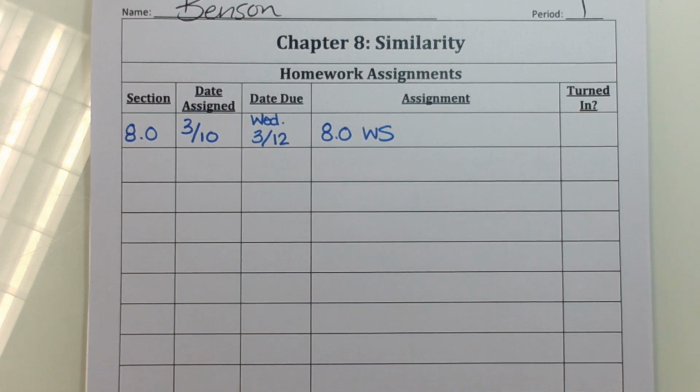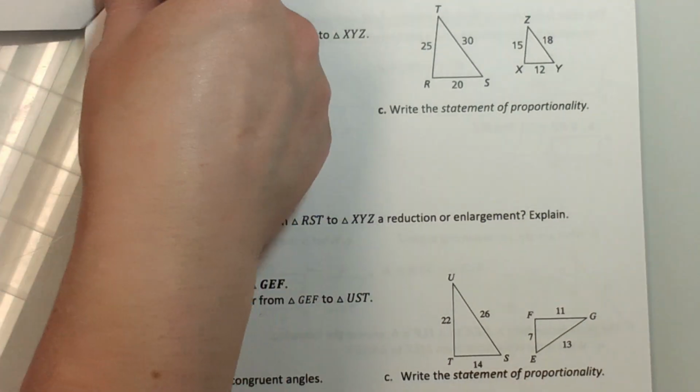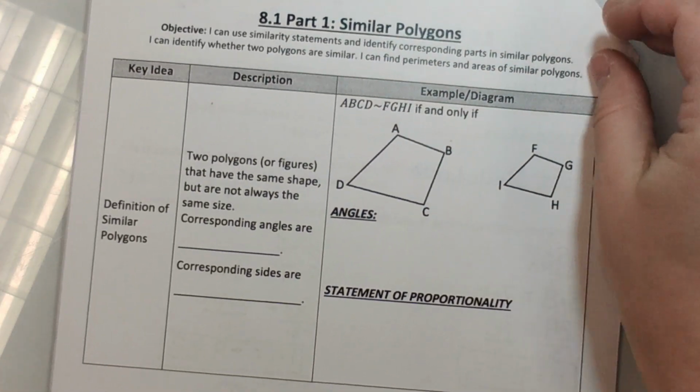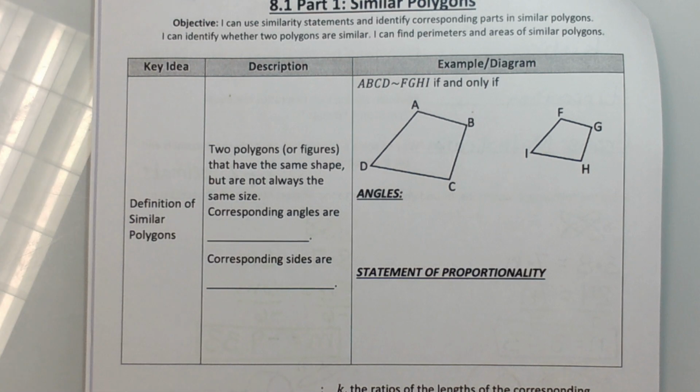Though possibly in a different order. So, today we're getting into section 8.1, which starts on page 4. This chapter focuses in on similar polygons, on similar shapes.